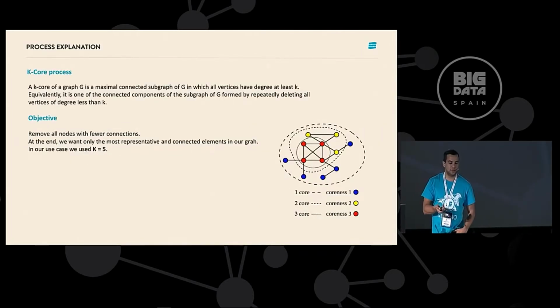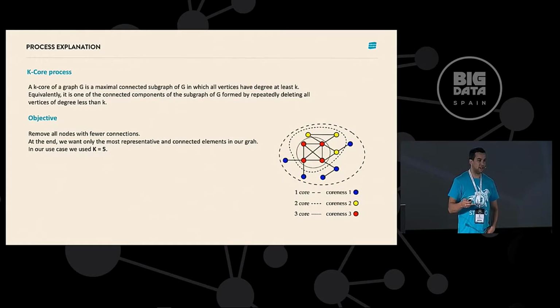This is the K-core explanation. It's quite easy. Basically, if you look at the right part of the graph, you can see that the less connected nodes are assigned to layer 1. So the nodes with fewer connections form the first layer. The second layer is assigned to the nodes with a few more connections. If the first layer has 2 connections, the second one will have 3 connections, and so on.